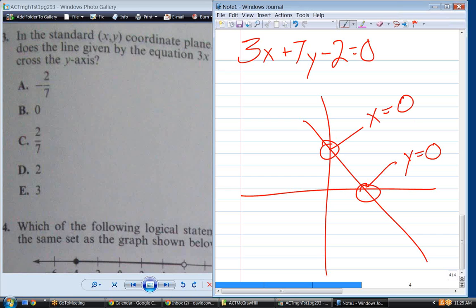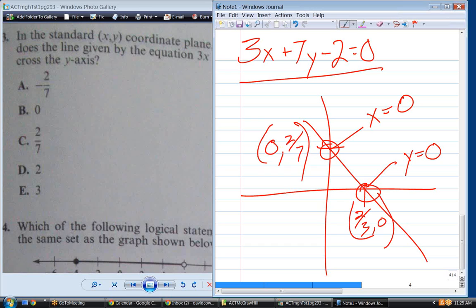So when they ask you problems about intercepts, if the thing is in standard format, like that, all you have to do is, for the y-intercept, substitute 0 for x. For the x-intercept, substitute 0 for y. So the x-intercept would be 2/3. Okay. So this point right here is 2/3, comma 0. This point up here is 0, comma 2/7.